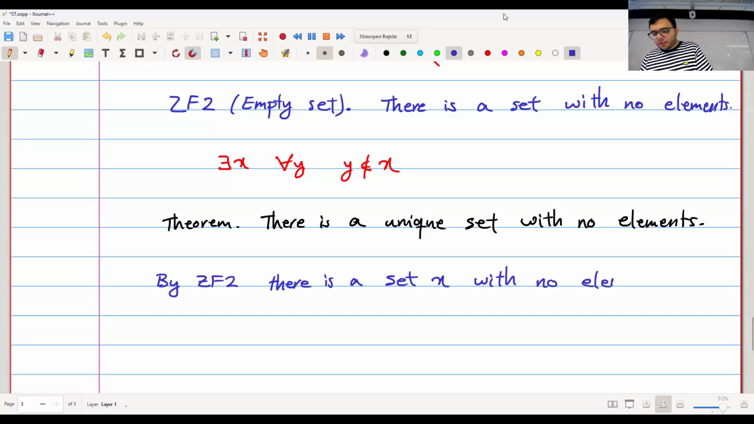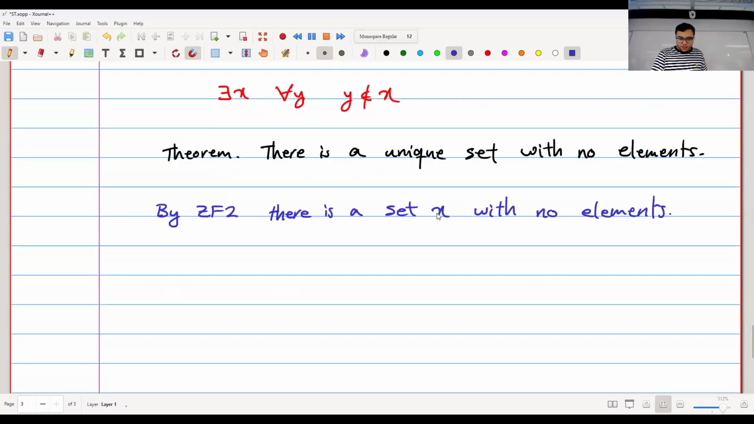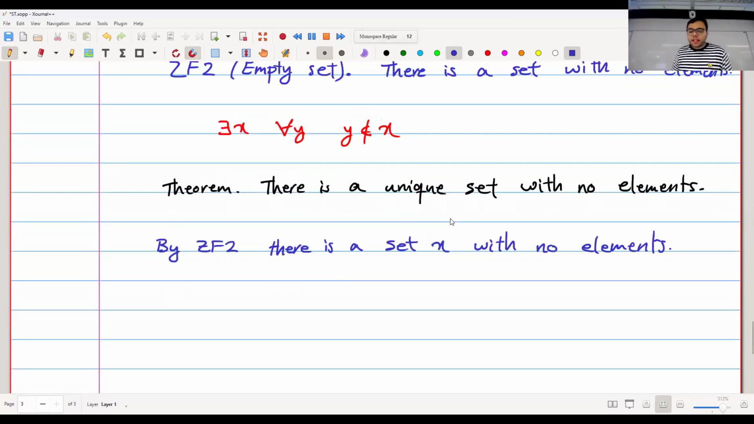By the way, throughout this course, we always used capital letters for sets, but in this lecture, everything is sets. So if I want to only use capital letters, it doesn't really make much sense. So I use small letters for sets. So I know that there is a set that has no elements. I want to show that there is a unique one. So I say, suppose Y is also a set with no elements.